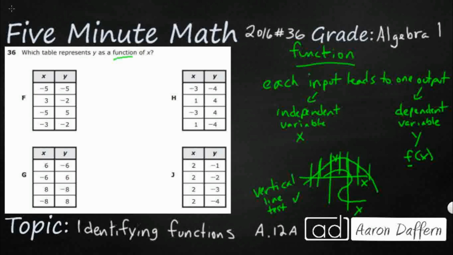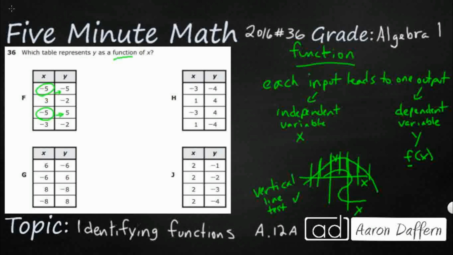Now, we don't have a graph here. So what do we do? Well, we've got tables. What we can do here is take a look at our x values. Does each input lead to one output? So I've got a -5, and it leads to a -5, and I'm scanning down here. Take a look at this. I've got a -5 that leads to a -5, and a -5 that leads to 5.